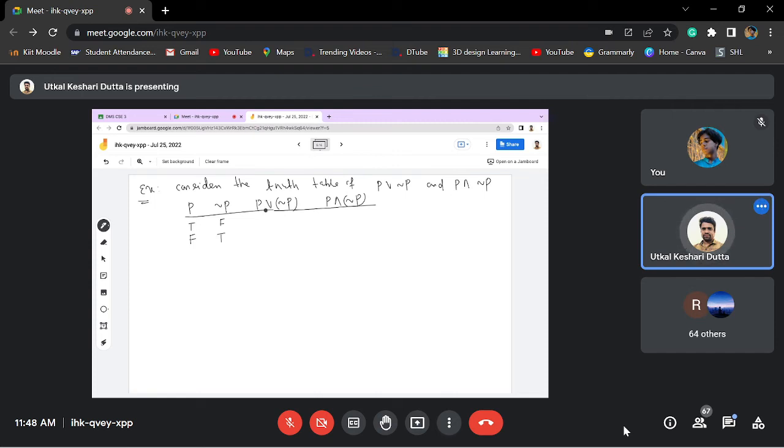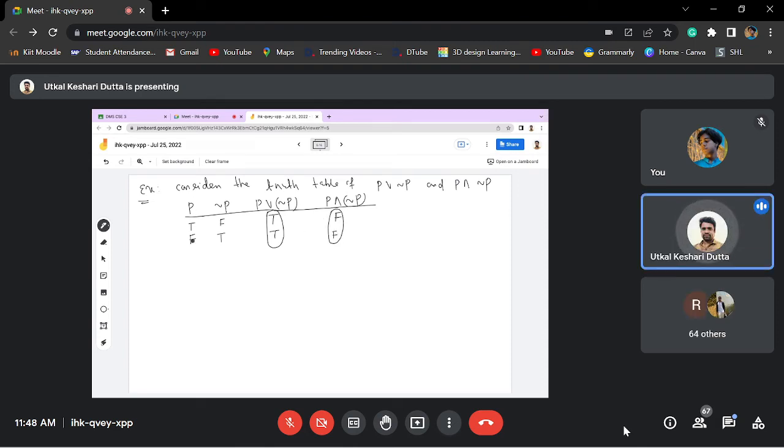Then what will be P disjunction negation P? Disjunction means inclusive or. At least one is true, that means true. So true, true, true. For all possible cases of the proposition variable, this P disjunction negation P is all true. Then come to P conjunction negation P. What will be this? False, false. It is also false. So all are false.